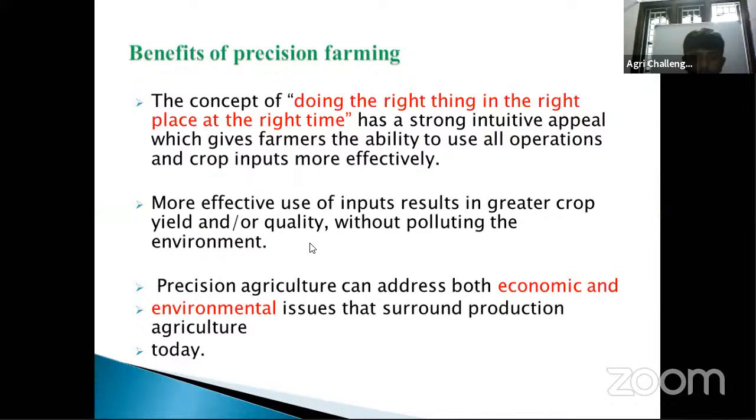Then, okay, we have analyzed, we have implemented, everything is good. Then what are you going to get? I already told you in the introduction what the benefits of precision farming are. The concept of doing the right thing in the right place at the right time has a strong intuitive appeal. It gives farmers the ability to use all operations and crop inputs more effectively. They are going to apply the right product, the right fertilizer, at the right time, in the right amount.